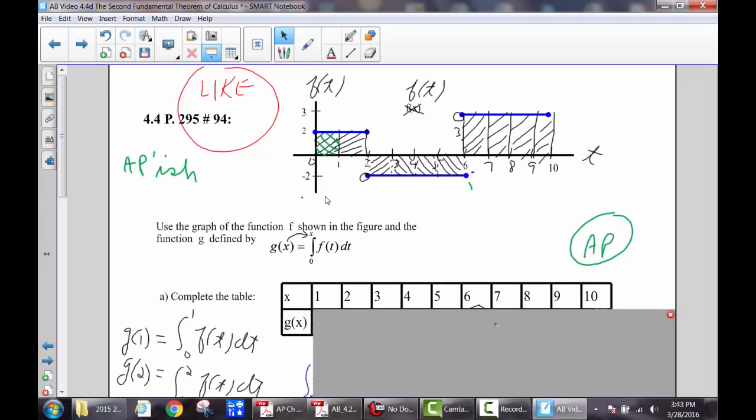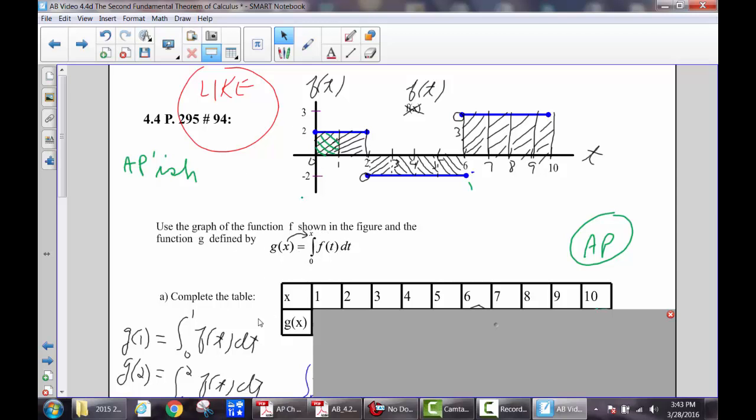Okay, this is like number 94. I know this looks weird because these look like rectangle squares and they should be rectangles. But anyway, you've got this function, which should have an empty dot here and an empty dot here. But you've got these three blue segments, okay? And it says use the graph of the function f. So this is the function f of t. This is t, this is f of t. And the function g, where g of x equals the integral from 0 to x of f of t dt.